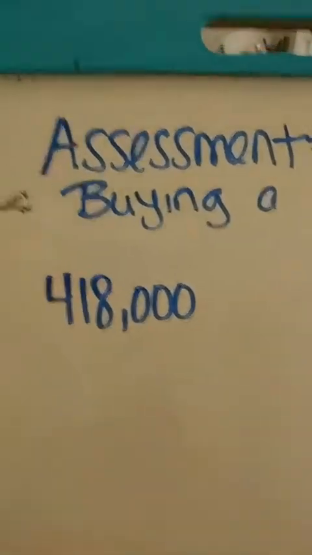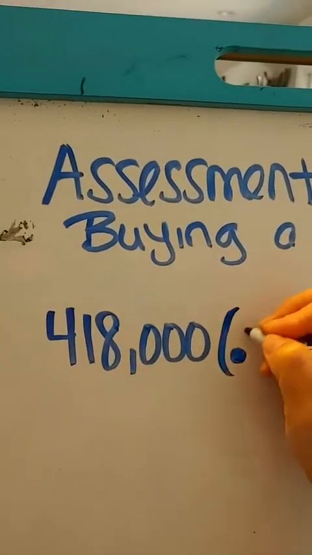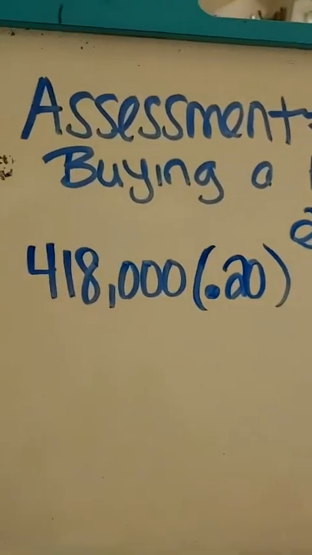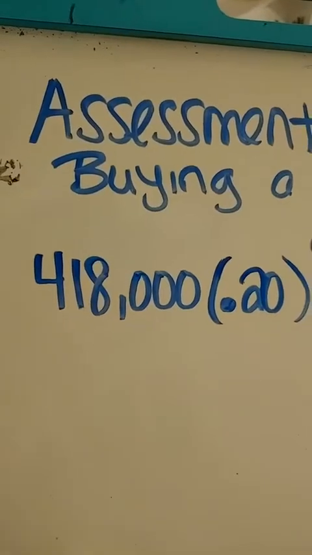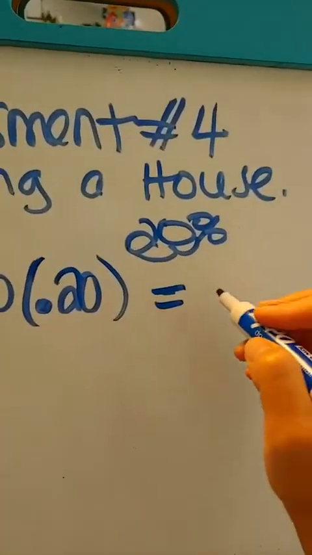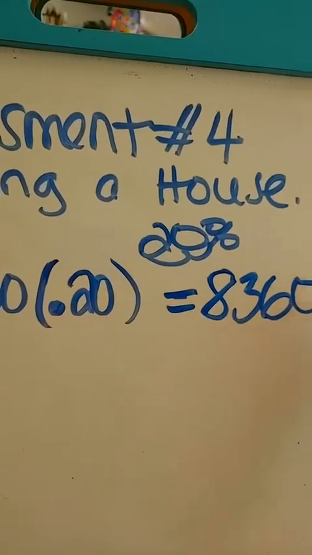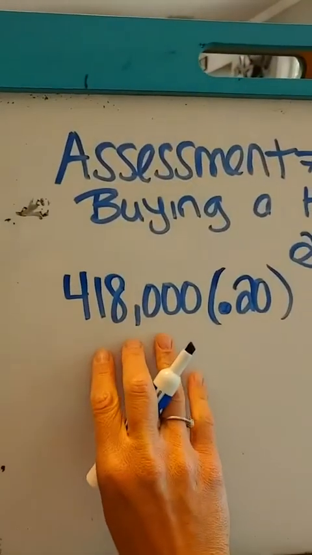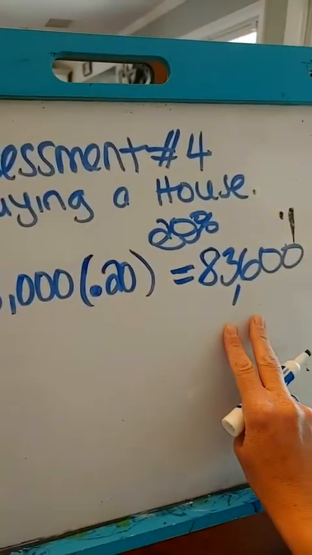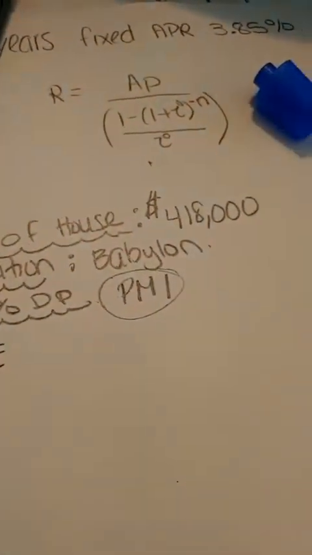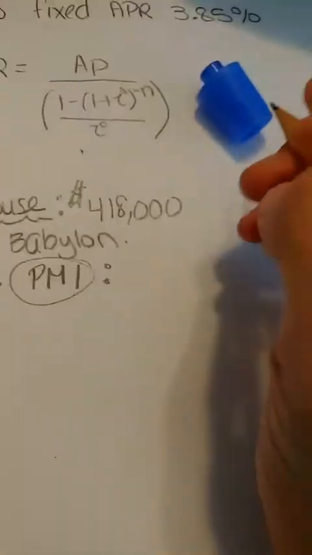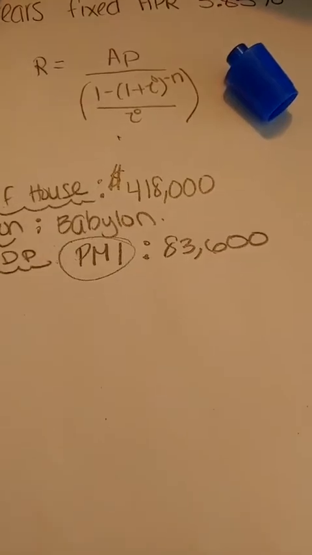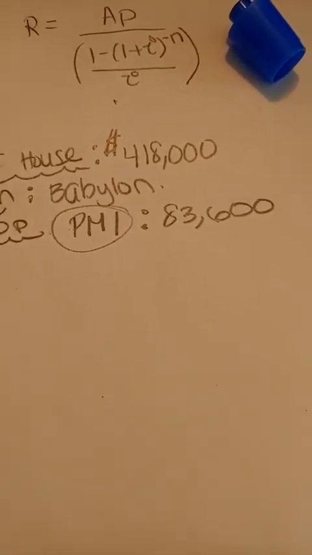All right, so to find 20% of this, I'm going to multiply by 0.20 because we take 20% and scoot the decimal. So 20% of $418,000 is $83,600. Now, the mortgage that you're going to be taking out is going to be the $418,000 less the $83,600. So my answer to the down payment question is, my down payment is going to be $83,600. That's the amount that I got when I took 20% of the total cost of the house.